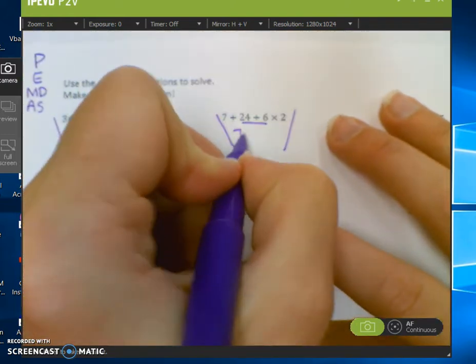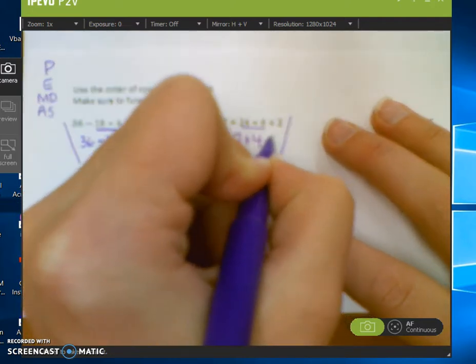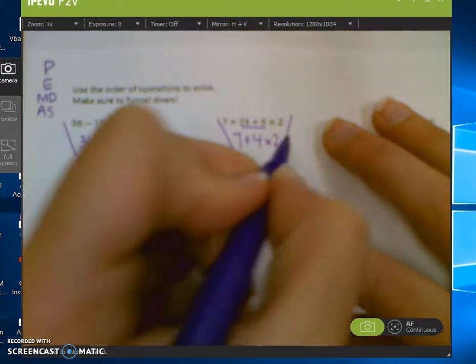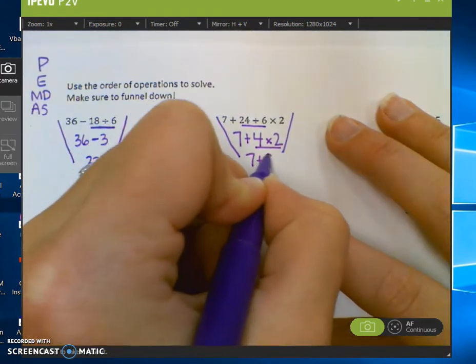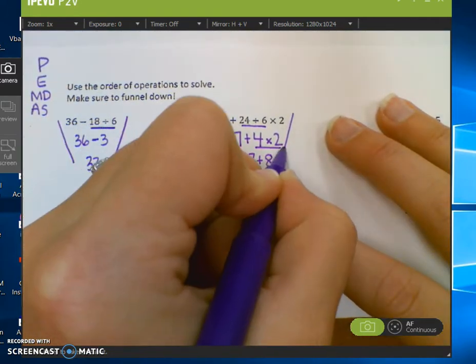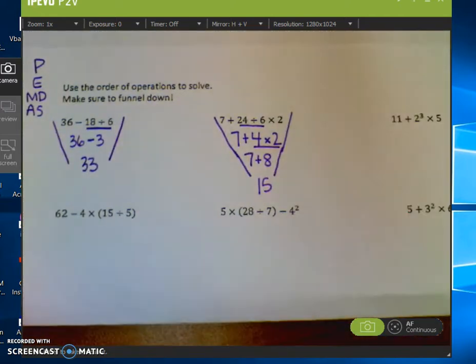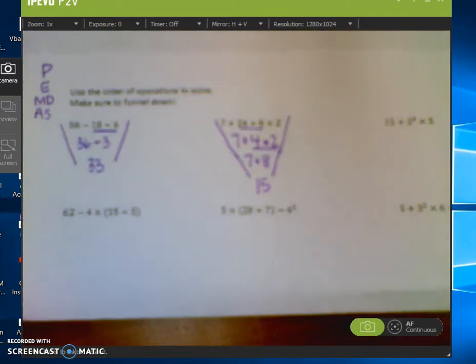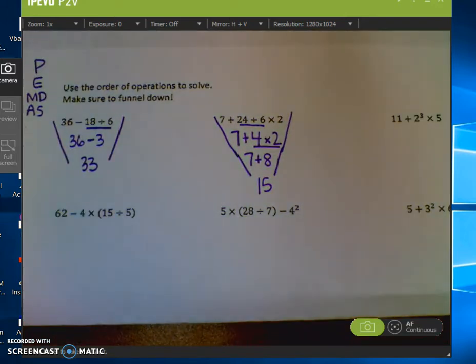So I'm going to copy 7 plus 24 divided by 6 is 4 times 2. Next I'm going to do 4 times 2, which is 8, so I have 7 plus 8. And I'm going to keep funneling down to get my answer, which is 7 plus 8 is 15. So you'll notice that we kind of get a funnel, we narrow in on our answer. You'll also notice that I'm showing every step all the way through. It's very important that you show your work and you try these all the way through.